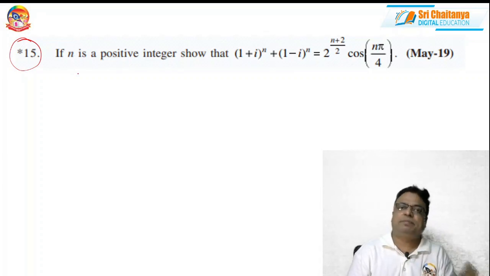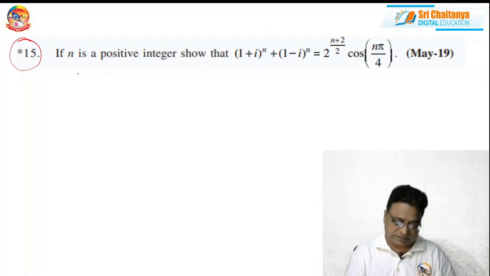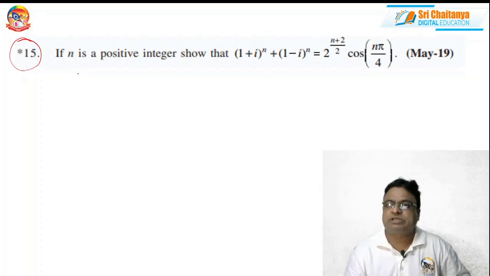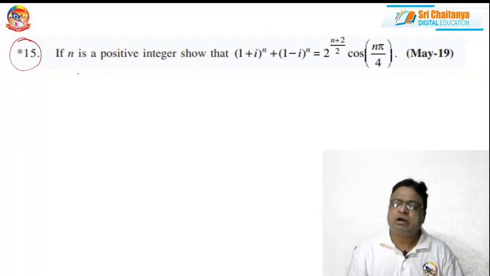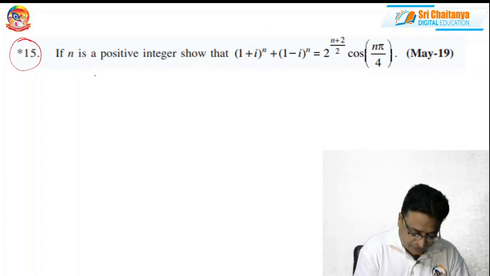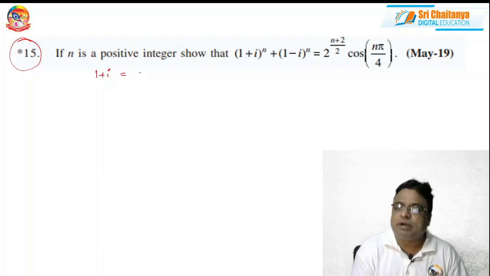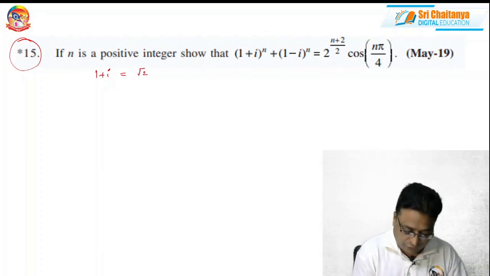If n is a positive integer, then show that (1 plus i) to the power n plus (1 minus i) to the power n is equal to 2 to the power (n plus 2) by 2 times cos n pi by 4. But what is 1 plus i? First of all, I can write it in polar form. This is root 2 times (cos pi by 4 plus i sin pi by 4).